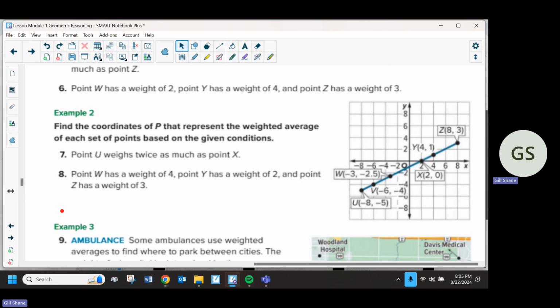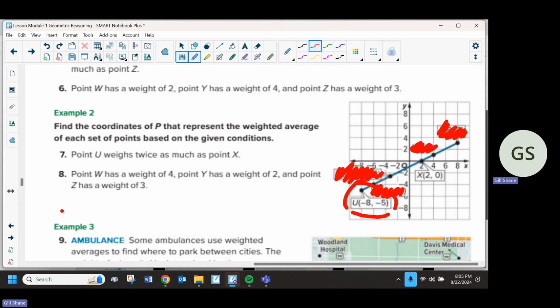If U weighs twice as much as X, I'm going to ignore all those other points on there. So I'm going to ignore V. I'm going to ignore Z. Well, I'm using U and X. I'm going to ignore W. See, it gets kind of cluttered, but we're only using U, that one right there. Ignore Y, and where's X? And then that point right there. Those are the only two coordinates we're using.